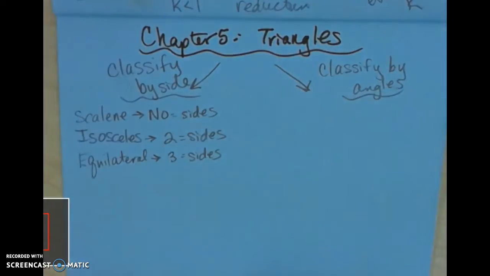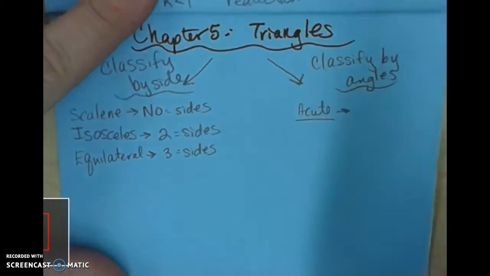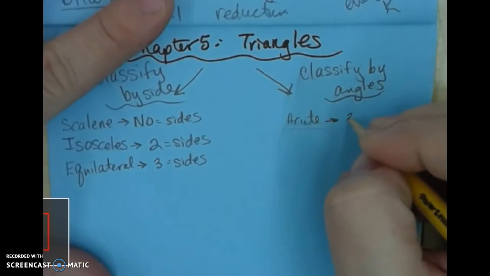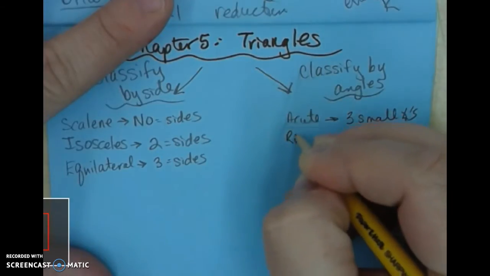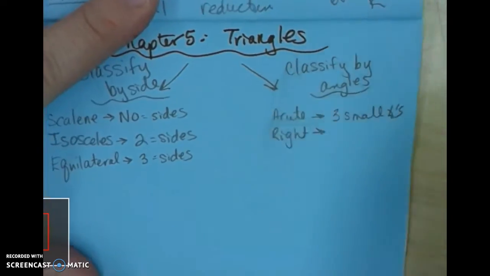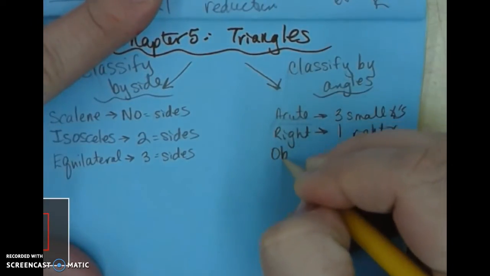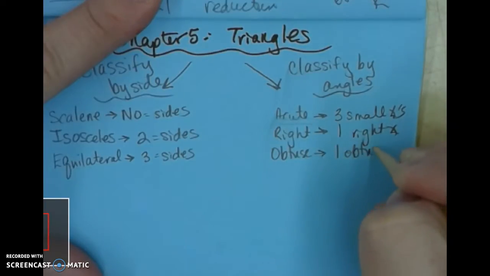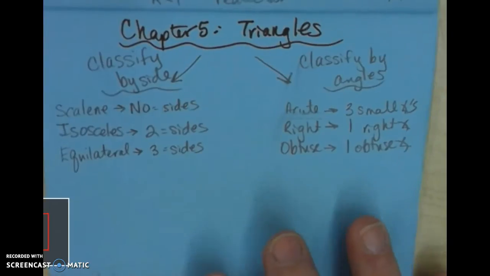And then to classify by angles, you have acute. So I don't know why I underlined that. I didn't underline the rest. Acute, which is three small angles. A right triangle, which has one right angle, and then an obtuse triangle, which has one obtuse angle. So when you look at a triangle, you have to look and see what are the sides and what are the angles, and that will help you create a name.